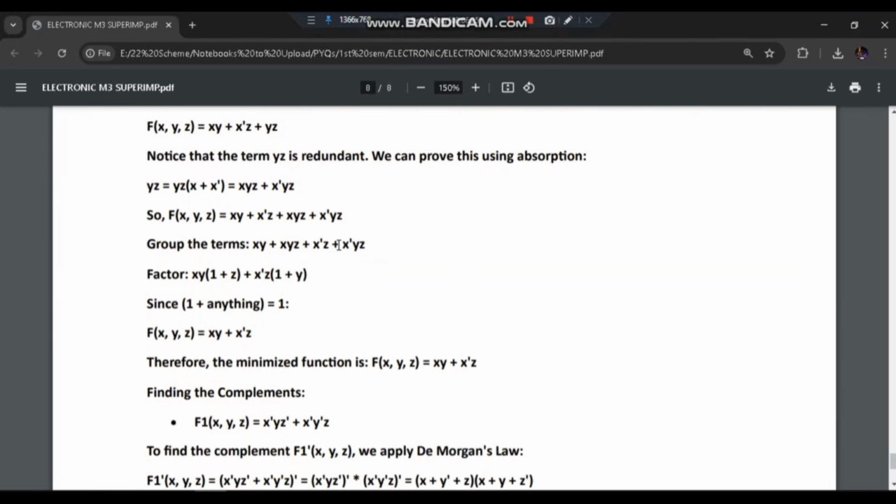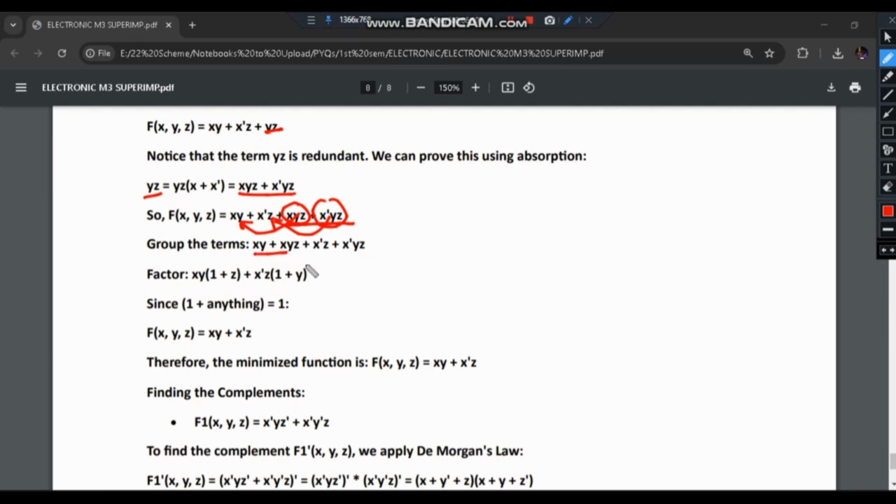After we have taken this value here, yz can be written as xyz plus x bar yz. So instead of yz here, we will be writing this term. These two are the same here. If you observe, xy plus x bar z is the same here, but yz is written as xyz plus x bar yz. Now we will be grouping the terms. We'll be taking xyz with xy and x bar yz with x bar z.